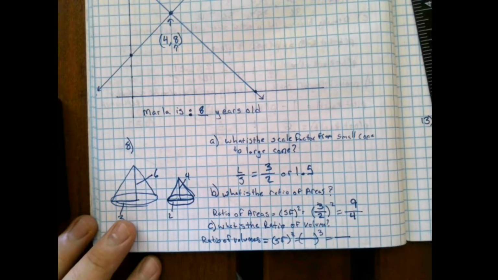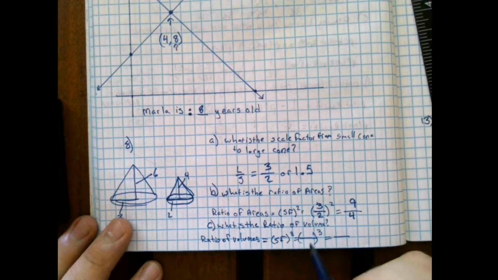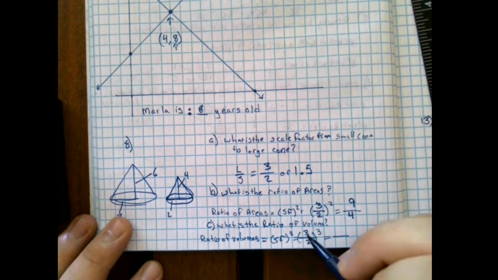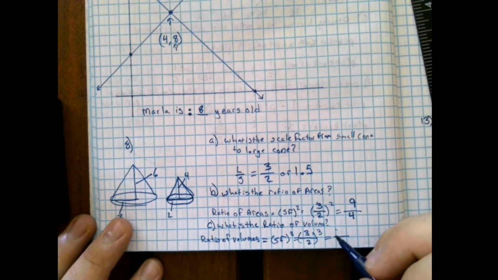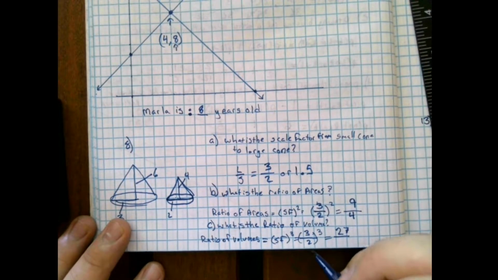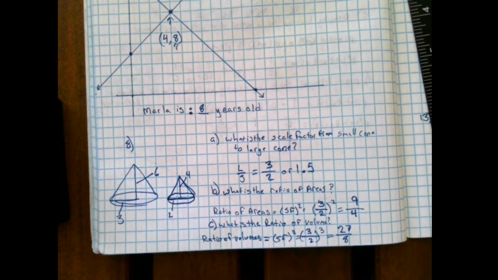Part C asked for the ratio of the volumes. The ratio of the volumes is the scale factor cubed. Our scale factor was 3 over 2. So 3 times 3 times 3 is 27, because 9 times 3 is 27. And 2 times 2 times 2 is 8. That's part A, B, and C of question 8.